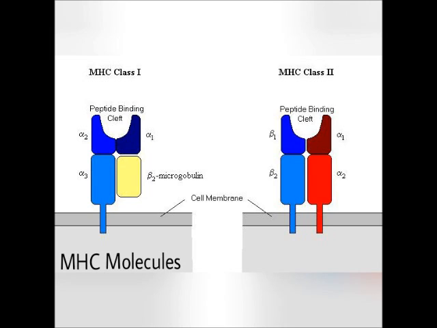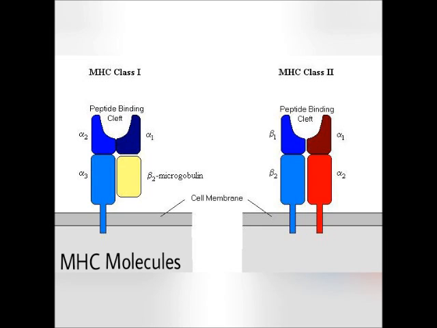There are two major classes of MHC molecules, both of which consist of an alpha and a beta chain, but they are from different sources. MHC class 1 molecules consist of one membrane-spanning alpha chain, a heavy chain, produced by MHC genes, and one beta chain, or a light chain, produced by the beta-2 microglobulin gene.